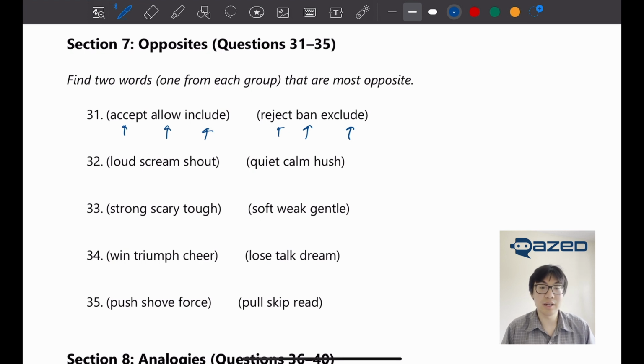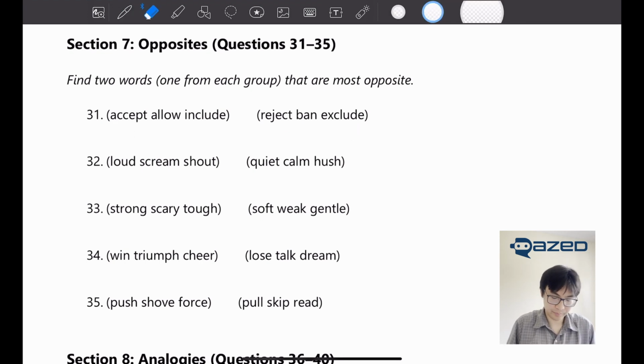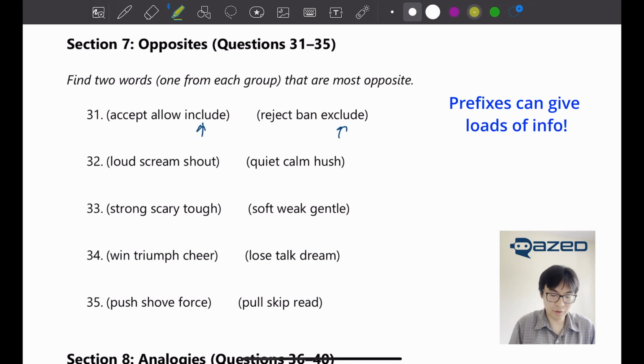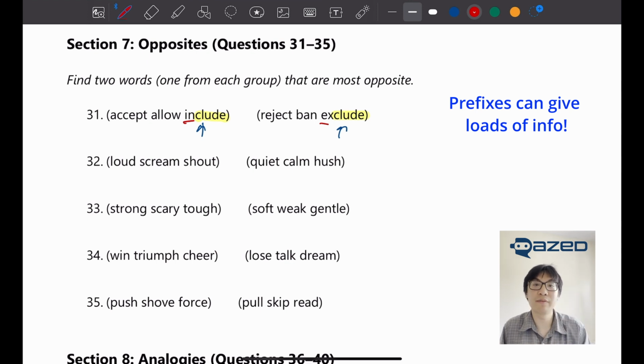But in this situation, we can tell it's include and exclude. And that's because they have the same root word of include, and then they have a different prefix. Opposite prefixes, in fact. That is one thing that your child should learn, is prefixes.